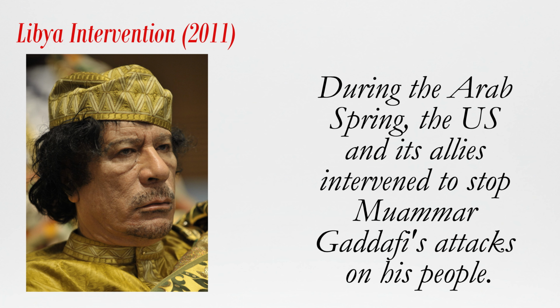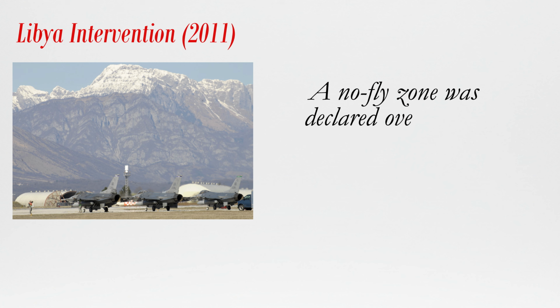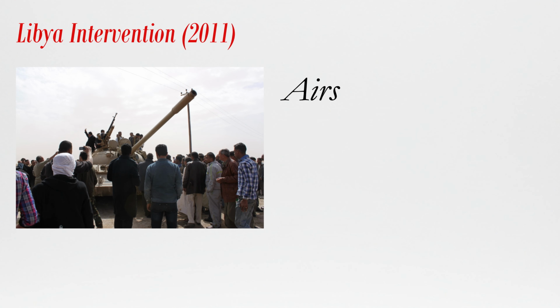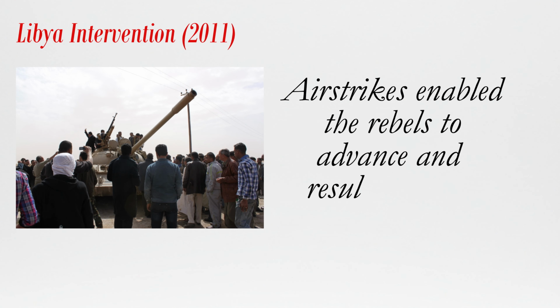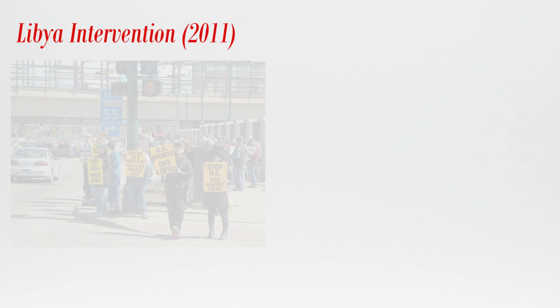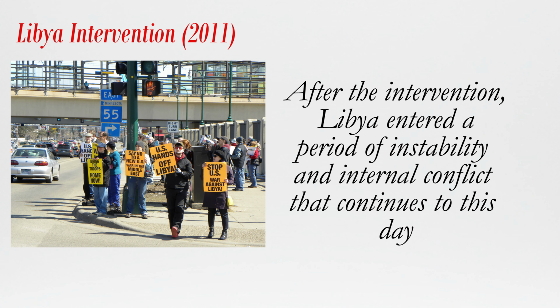During the Arab Spring, the US and its allies intervened to stop Muammar Gaddafi's attacks on his people. A no-fly zone was declared over Libya with a United Nations resolution to protect civilians. Airstrikes enabled the rebels to advance and resulted in the overthrow of the Gaddafi regime. After the intervention, Libya entered a period of instability and internal conflict that continues to this day.